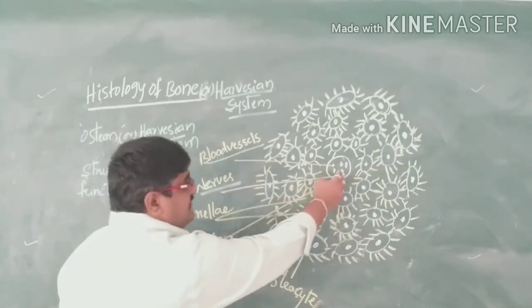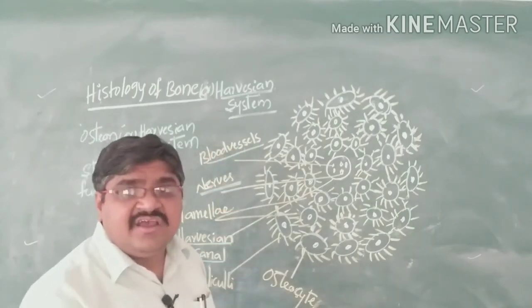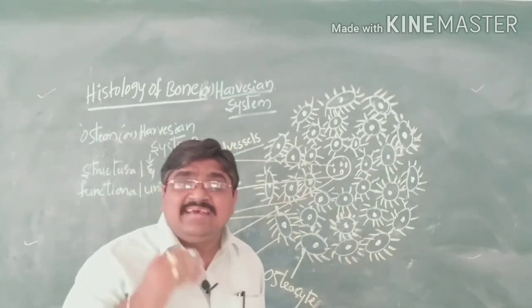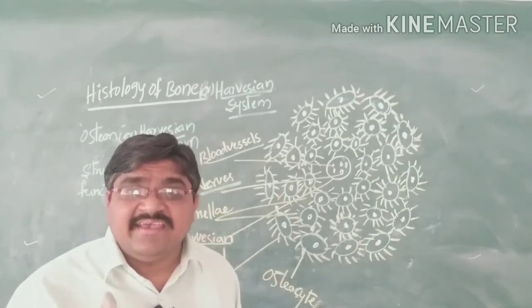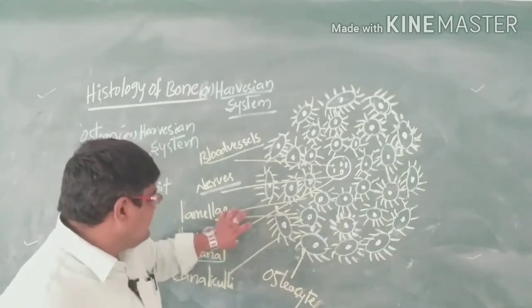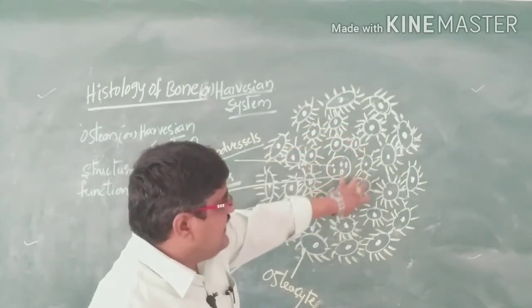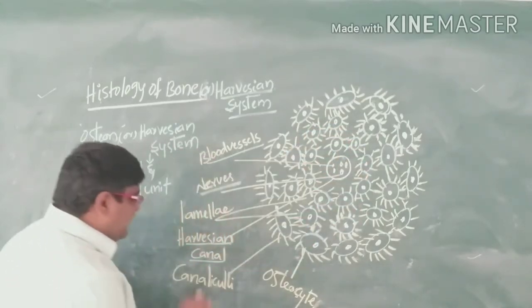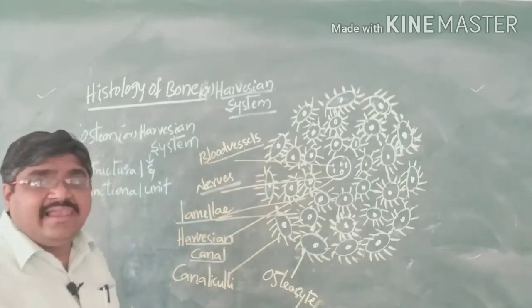That is due to the presence of blood vessels in the Haversian canal, where a direct blood supply takes place. So we can call it a vascularized tissue. And in this Haversian canal, there are concentric layers present, and those concentric layers we call lamellae.